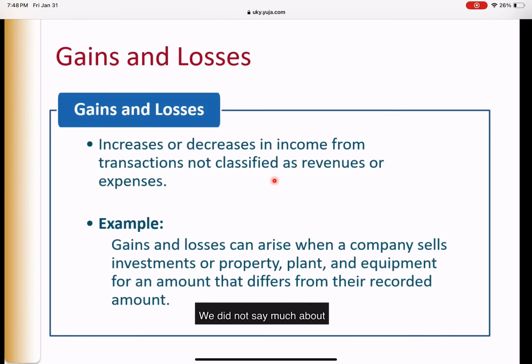We did not say much about gains and losses in the prior chapter, but gains and losses do either increase or decrease your net income. And some examples: a gain or a loss arises when you're selling off some investments. Property, plant, and equipment, maybe selling any of those for a gain or a loss that differs from their recorded amount on the financial statements. So those are listed as separate line items. They don't go under your operating income.